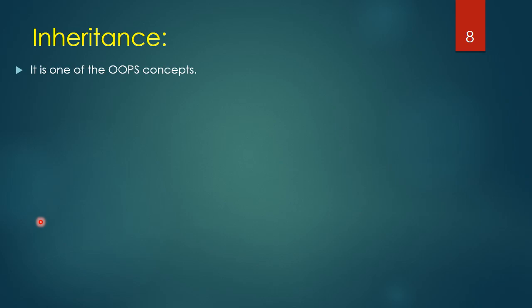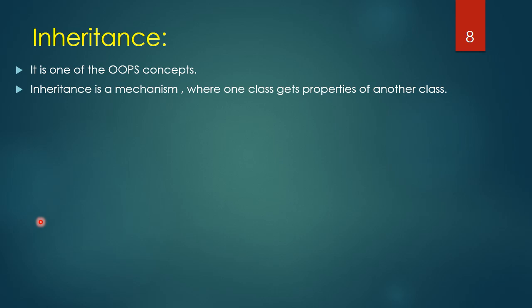So inheritance is one of the OOPS concepts, like class, object, polymorphism. Inheritance is a mechanism where one class gets properties of another class. With this we have an advantage: without redefining the properties, we can get those properties from the other class and use them. Because of that, we can avoid redundancy, meaning the same properties will not be declared in the subclasses.